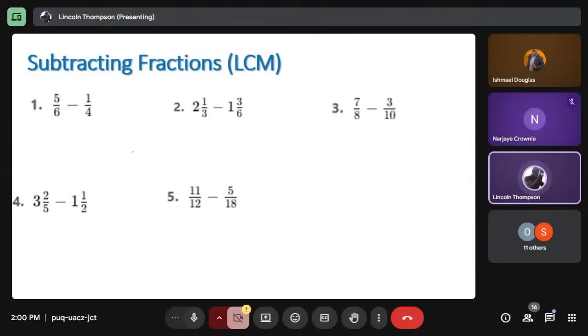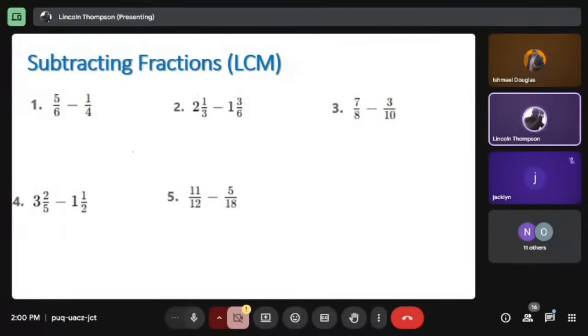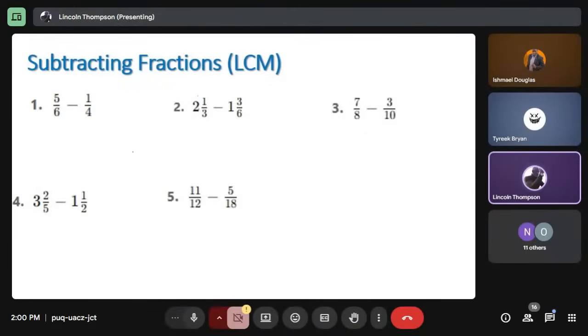Anybody found their LCM as yet for number 1? 12. All right, that sounds good. You guys are halfway. Keep going. I got the answer, sir. Oh, that sounds quick. All right. We're going to give the rest of the people 15 more seconds or 20 more seconds to finish up.